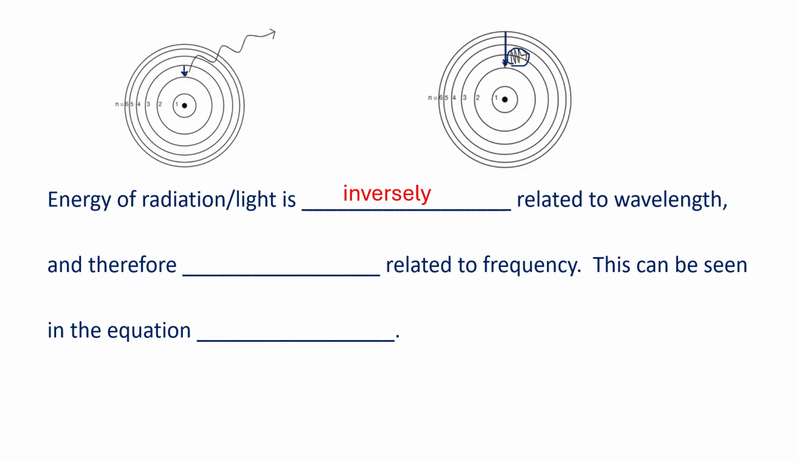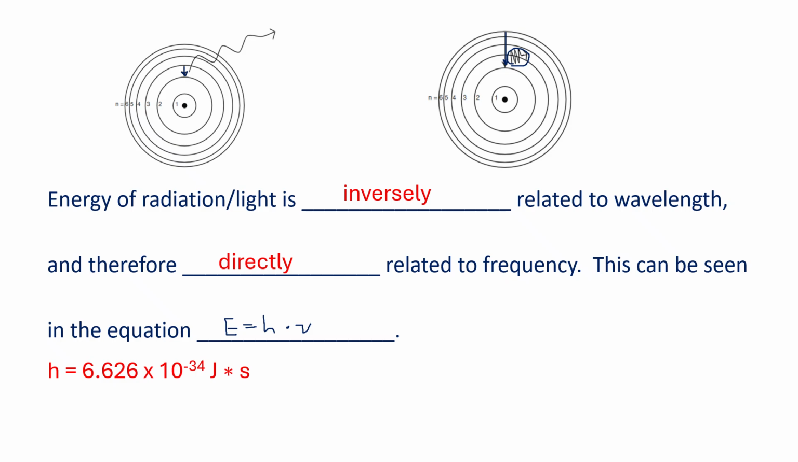Now, since we already know that wavelength and frequency are inversely related, well, then if energy and wavelength are inversely related, that means that energy and frequency are directly related. So as frequency goes up, energy is going to go up also. And that is given to us in the equation energy equals H times frequency. And so energy, symbolized by E, equals H times frequency. H is also known as Planck's constant.